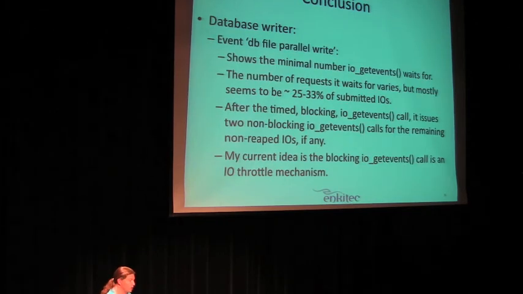DB file parallel write shows the minimum number of blocks which it waits for, but it can reap way more I/Os. And the minimum number seems to be something around 25 to 32% of the submitted I/Os. And after the timed blocking I/O get events call, it will issue 2 other I/O get events calls which are not visible if there are any non-reaped I/Os left. And I think this is some kind of way to spread out I/Os, to not have them all submitted at once.